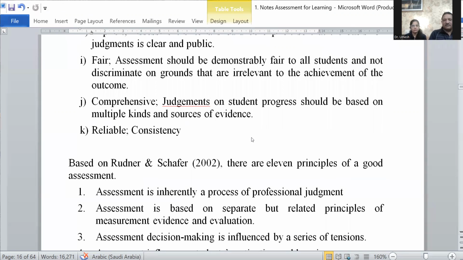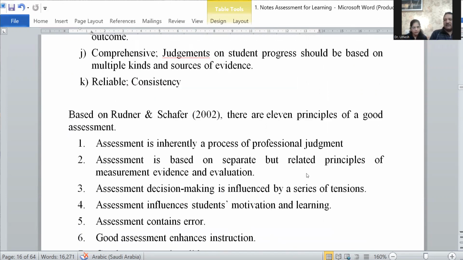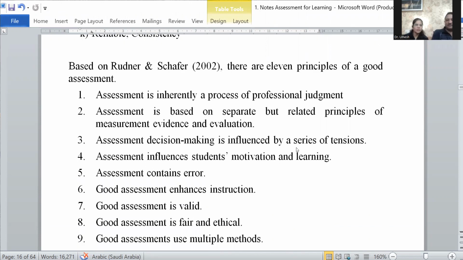Now, based on Rudner and Schaeffer 2002, there are 11 principles of a good assessment. अब एक अच्छे assessment के क्या क्या principle हैं, इनके हिसाब से देखें. The first one is the assessment is inherently a process of professional judgment. Second, assessment is based on separate but related principles of measurement, evidence, and evaluation. Third one is assessment decision making is influenced by a series of tensions. Fourth, assessment influences students' motivation and learning.